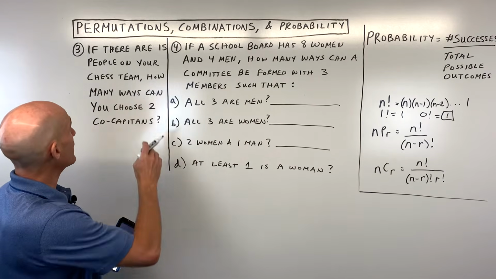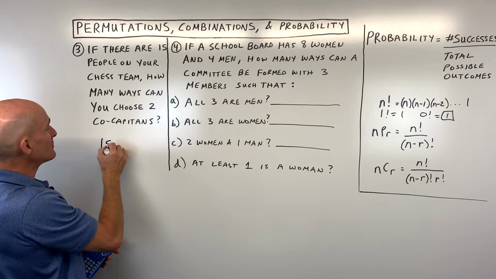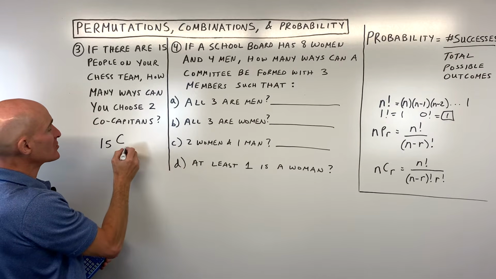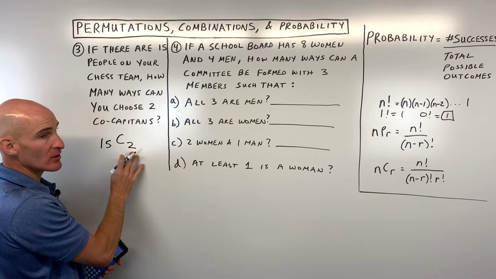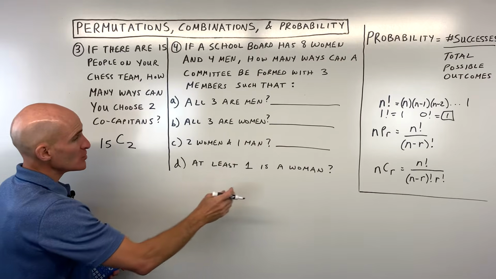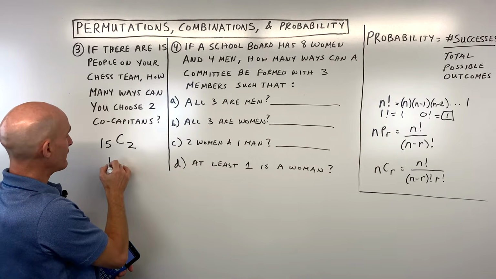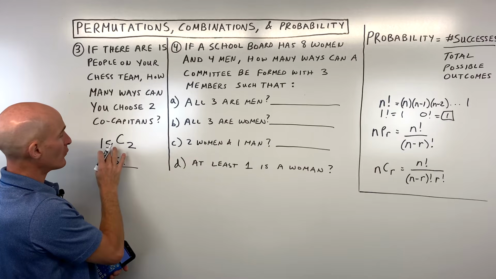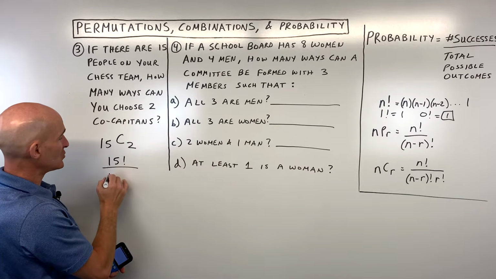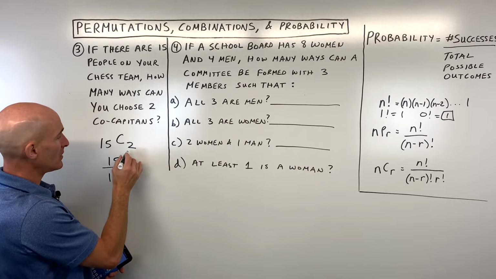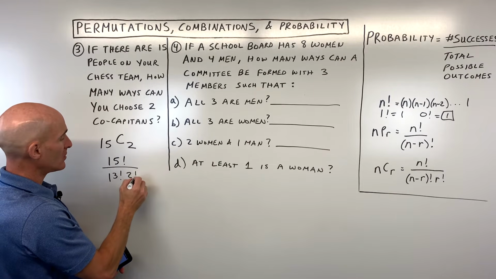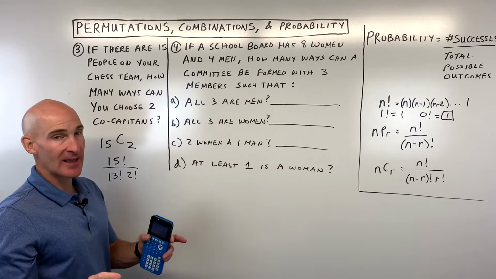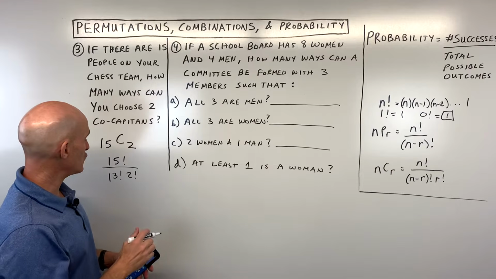So here we're saying out of 15 chess members, how many ways are there of choosing 2 where the order doesn't matter? So using our formula here, we've got 15 factorial over n minus r, so 15 minus 2 is 13 factorial, times 2 factorial. Now again, remember the 2 factorial is dividing out A and B, B and A, those are the same 2 people.